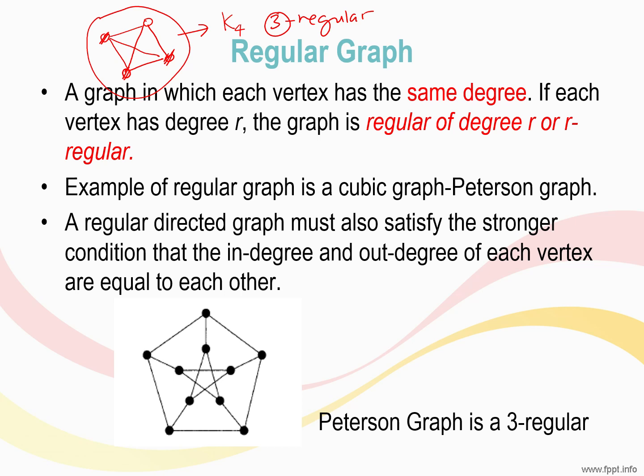Another example of regular graph is a cubic graph called Petersen graph. This is an example of Petersen graph, and this Petersen graph is also known as 3 regular. Why? Simply because the degree of each vertex is equal to 3. All the degrees of the vertices are equal to 3.